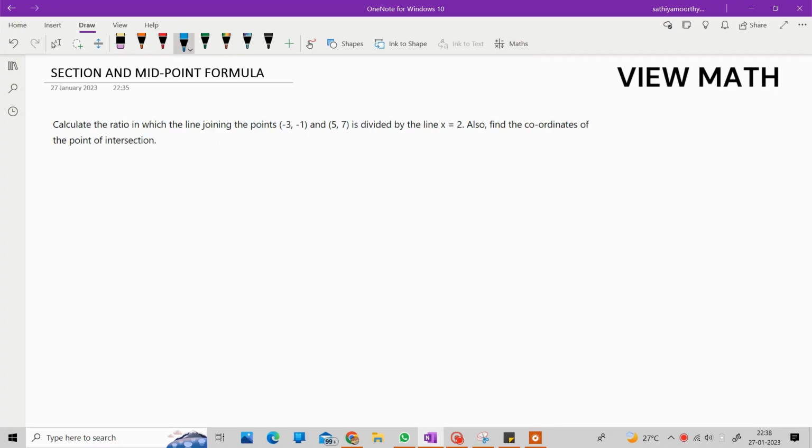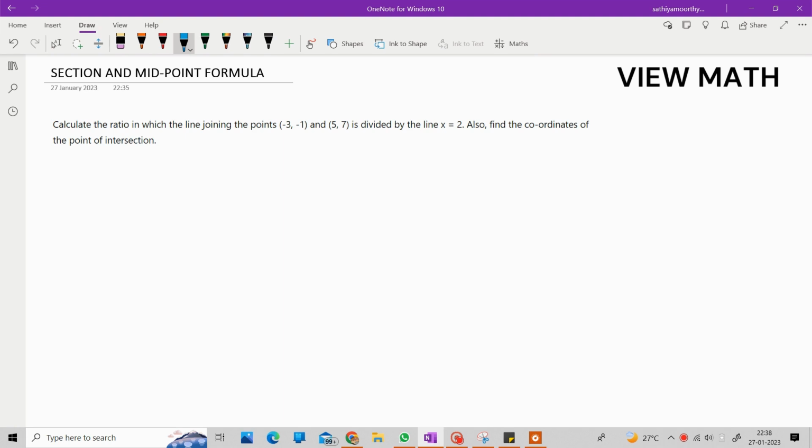Now let's see the next problem. Calculate the ratio in which the line joining the points (-3, -1) and (5, 7) is divided by the line x = 2. Also find the coordinates of the point of intersection.